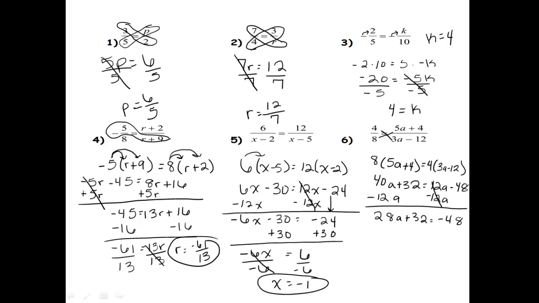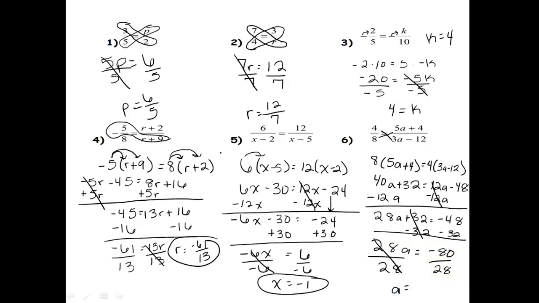Then I subtract 32 from both sides. I get negative 48 minus 32 is equal to negative 80. Oh, I can't find my marker. There it is. Subtract 32 from both sides. 28a equals negative 80. Divide both sides by 28. a equals negative 80 over 28.